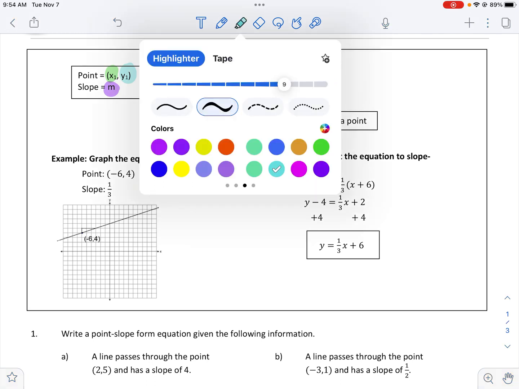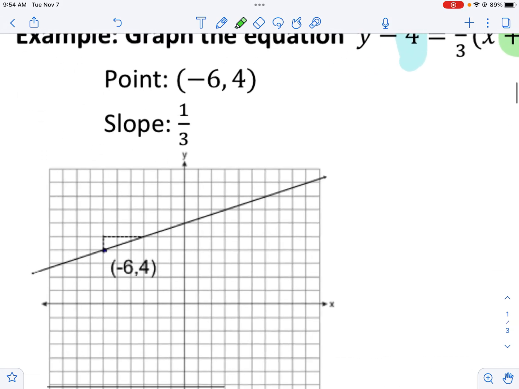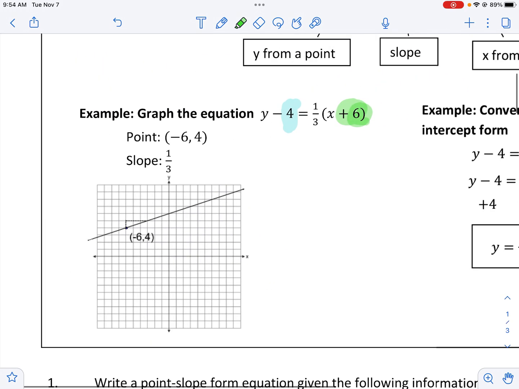And when you look at the x value, that would be here. Notice it's positive 6 because we switched the subtract x. Two negatives make it a positive 6. And then your slope is just your 1/3. As you can see here, we plotted the point that they gave us. And then from there, we counted up 1 and over 3 and continued that pattern until we got a line.